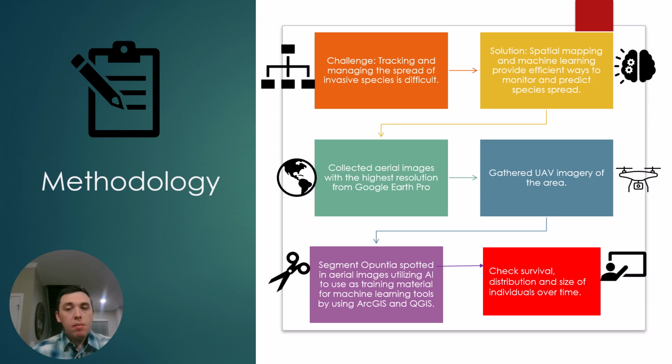The opuntia on these images are then segmented by AI to be prepared and turned into a deep learning model by utilizing machine learning tools through ArcGIS and QGIS. After this, we check the survival distribution and size of individuals over time.